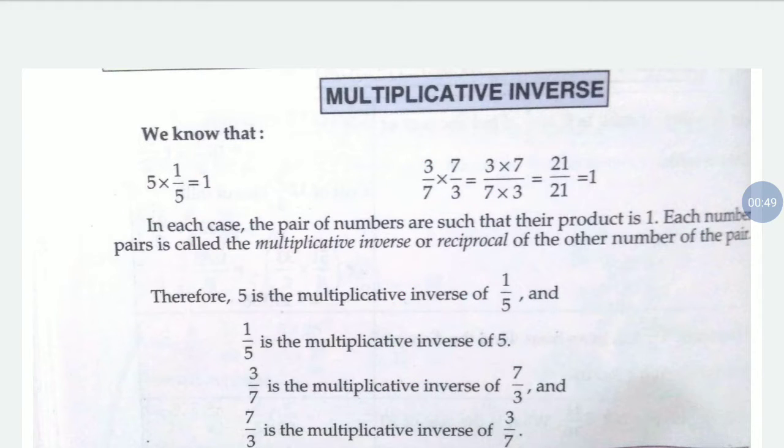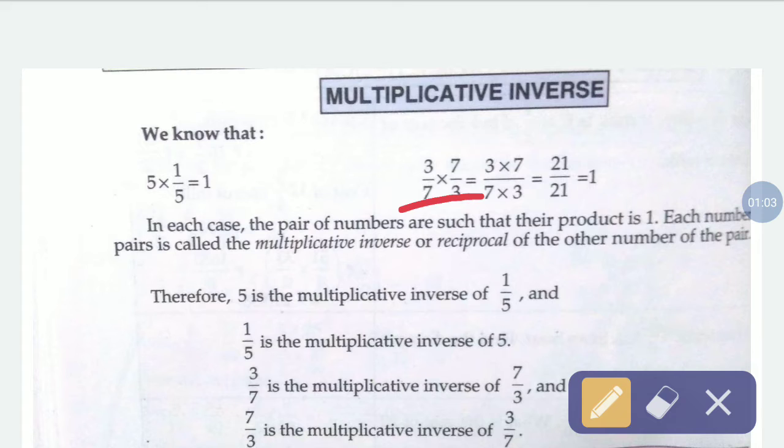So if we have numbers that are exactly opposite to each other, then the answer is 1. Same thing, 3 upon 7 and 7 upon 3, then you will have the answer 1. So here we say 5 is the multiplicative inverse of 1 by 5, or 1 by 5 is the multiplicative inverse of 5. Both of them are the multiplicative inverse of each other.